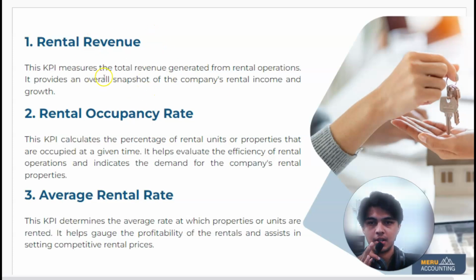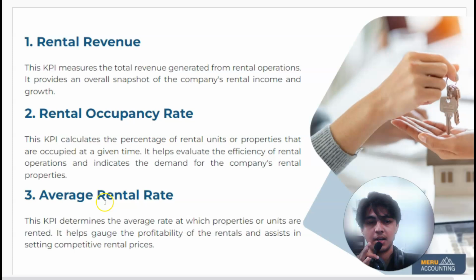First indicator is rental revenue. This indicator will measure the total revenue that has been generated from your rental operations. Next is rental occupancy rate. This indicator will calculate the percentage of the rental units or properties that are occupied. If you have 4 flats, then what is the occupancy rate of those 4 flats, or how many flats are occupied. If 3 are occupied, then it shows high demand for your company's rental property.